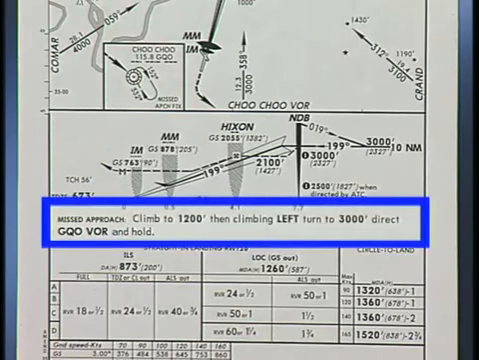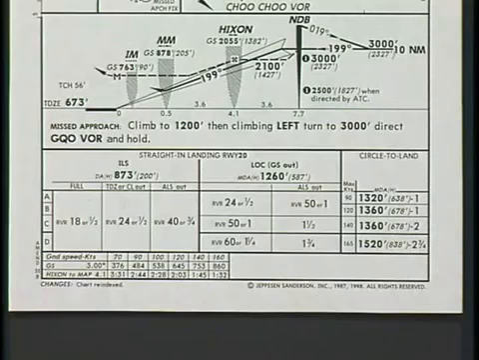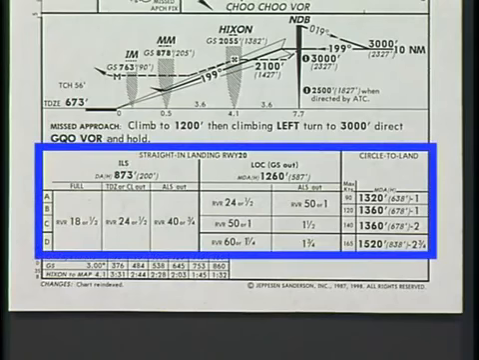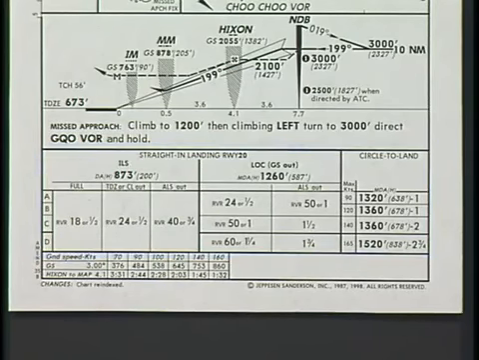The textual missed approach procedure is included just below the profile view of the chart. Missed approach icons are not shown on the classic Jeppesen chart format. Just below the missed approach procedure are the landing minimums. Both the classic and the briefing strip formats present the same information.